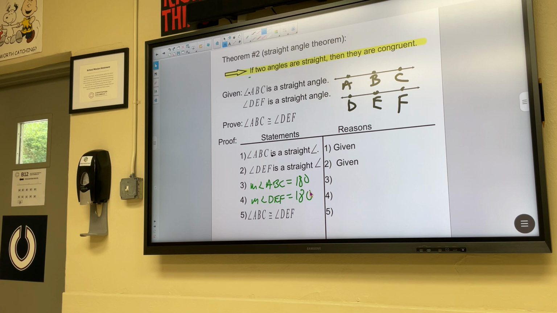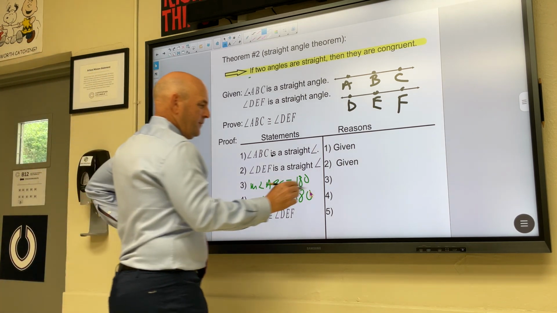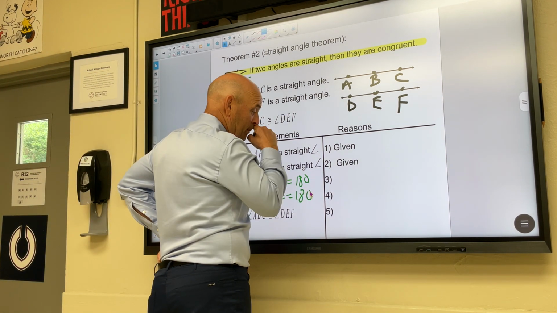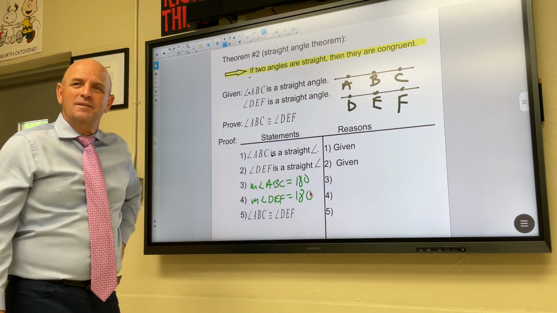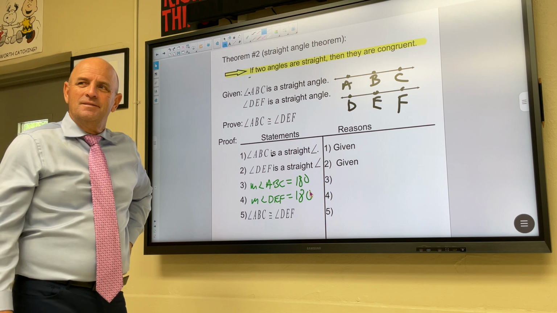Get in the habit of writing this out. The little things are important. Now, what's the reason? Why am I allowed to say because they're straight that they what is that? Because the definition of a straight angle is 180 degrees. The question is, am I going to let you write that for the reason? I probably shouldn't.